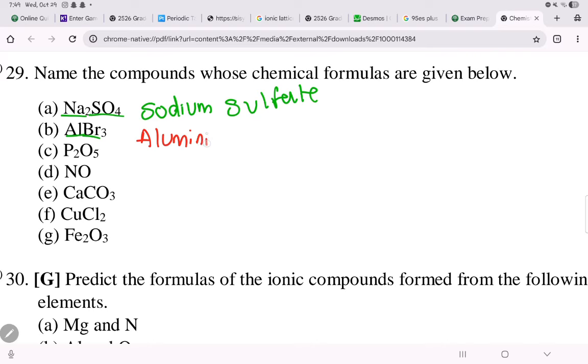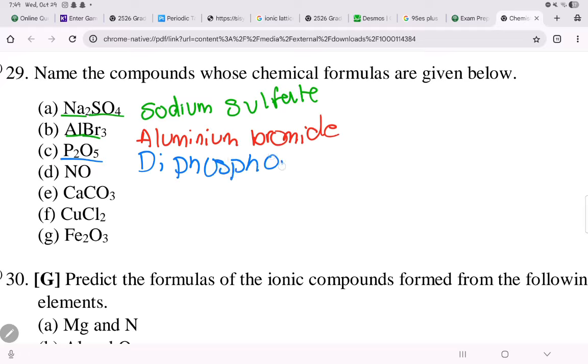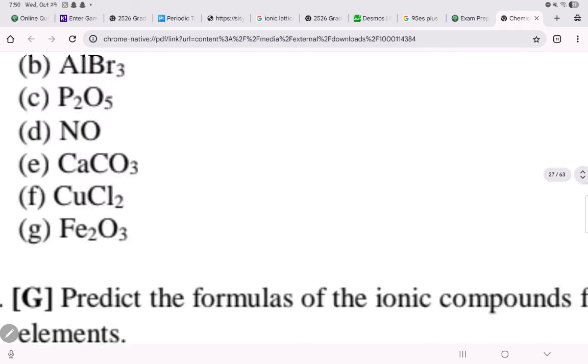Now, this is not ionic. This is non-metal and non-metal, so it's a covalent bond. Now we can start using di and the prefixes. So it's gonna be diphosphorus pentoxide. Okay? Di because we have 2, pent because we have 5. Now I'm just gonna clear those out. NO is nitrogen monoxide. So nitrogen monoxide.